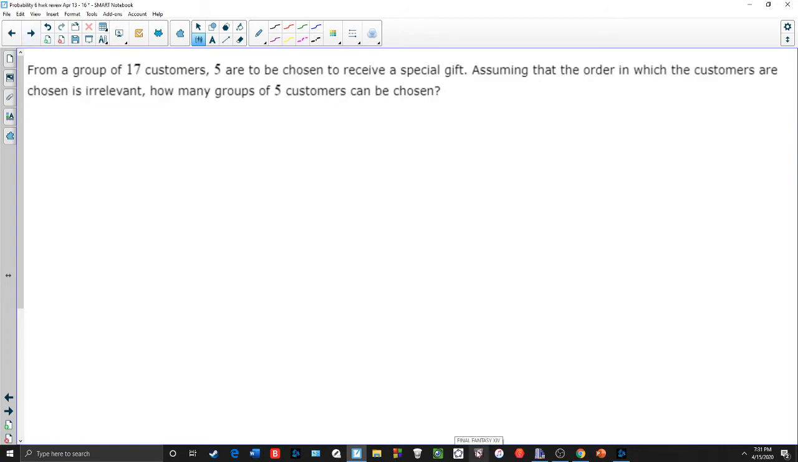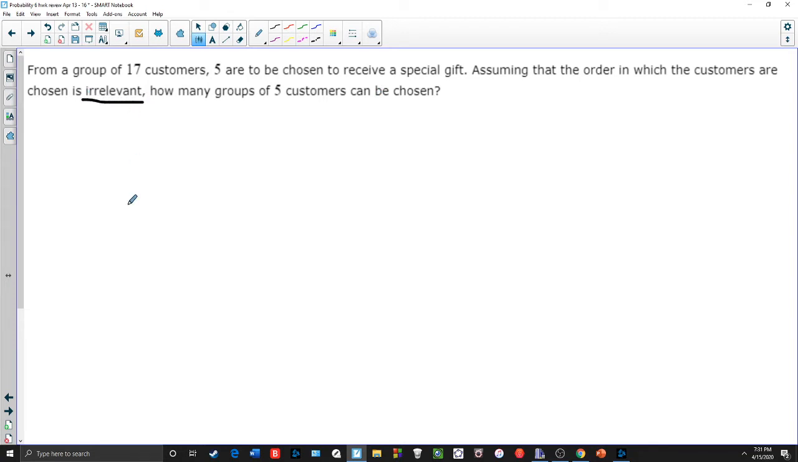What about this one here? So we have 17 customers. 5 are to be chosen to receive a special gift. Assume that the order in which the customers are chosen is irrelevant. How many groups of 5 customers can be chosen? So obviously this was done at a point in time where stores had customers, right? Anyway, so we have 17 customers. It says the order chosen is irrelevant.